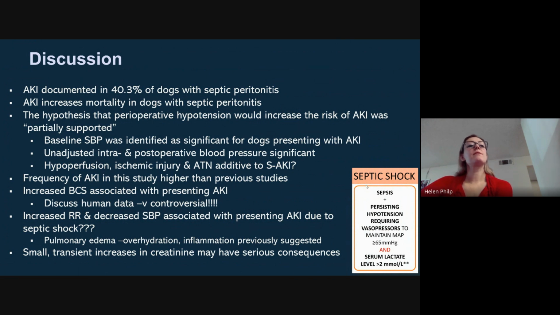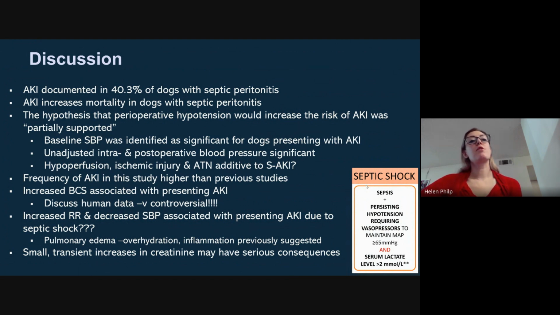I do think this finding of increased respiratory rate on presentation being associated with AKI has been reported in previous veterinary studies, and the authors in those studies have commented, perhaps it's due to inflammation and pneumonitis, or perhaps these patients have pulmonary edema because they're already fluid overloaded. So that definitely seems to be a consistent finding.